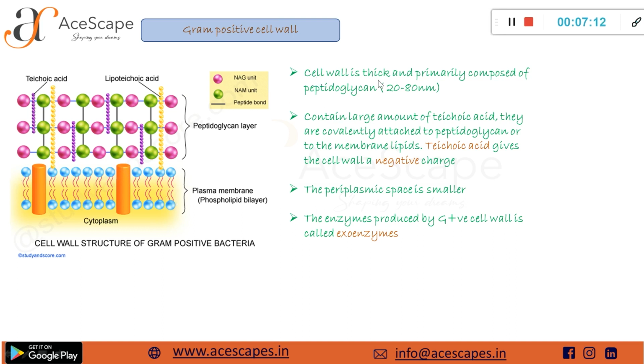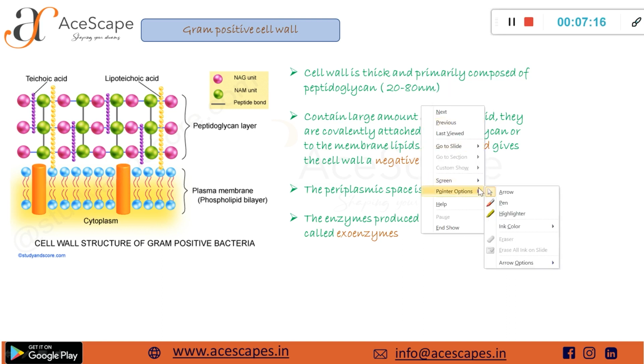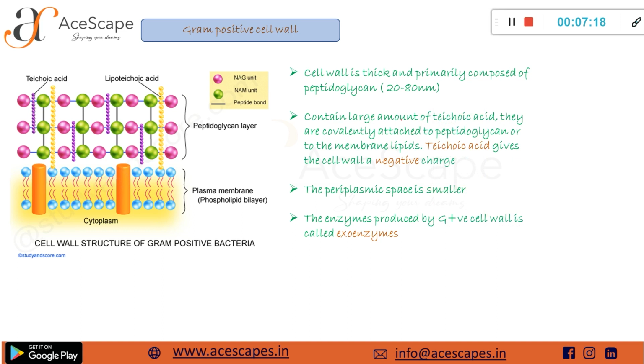The cell wall is thick and primarily composed of a peptidoglycan layer, which is very thick, 20 to 80 nanometers. Here is the peptidoglycan layer. You can see the schematic diagram. The purple color is the NAG unit, the green color is the NAM unit, and this is the peptide bond. Now, the gram-positive cell wall also contains a large number of teichoic acids.